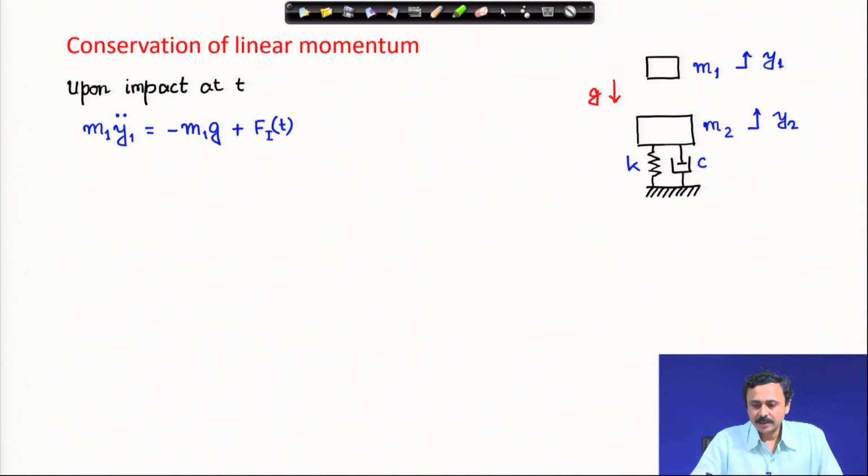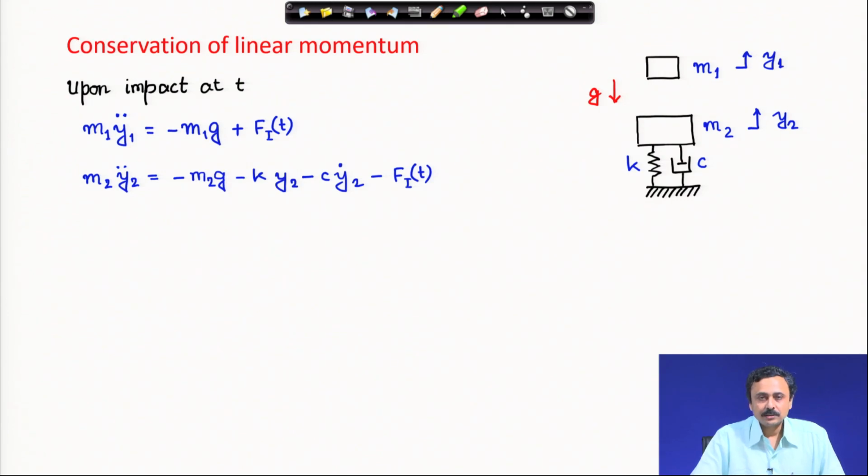When this mass m1 impacts m2, at that instant an impulsive force will act on m1 as well as m2. On m1 it is directed upwards. Therefore, on the right hand side I write it as plus Fi, impulsive force at the point of impact. Therefore, m1 y1 double dot is equal to minus mg, which is vertically downwards, plus Fi, impulsive force which is vertically upwards.